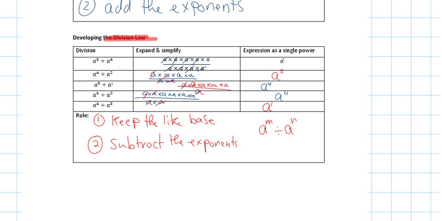I keep my base, and then what do I do with my exponent? m minus n. Okay. So if I want to give you another example, if I have x to the power of 9 divided by x to the power of 2, what would your answer be? x to the power of 7, because I'm taking 9 and subtracting 2 from it, right?